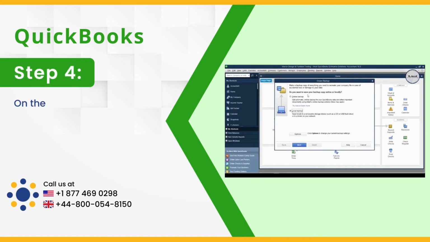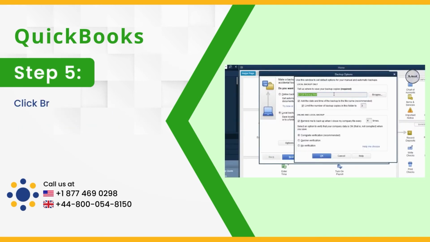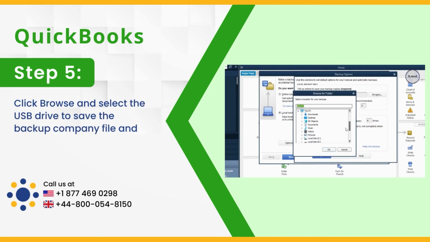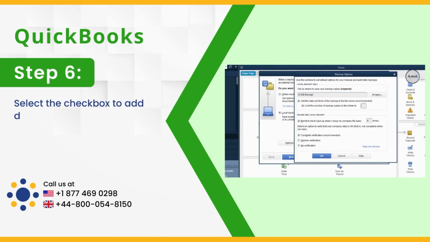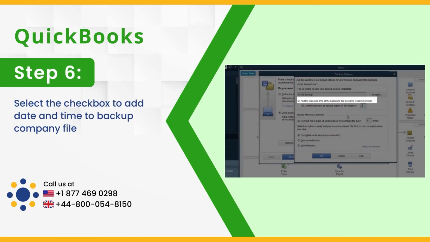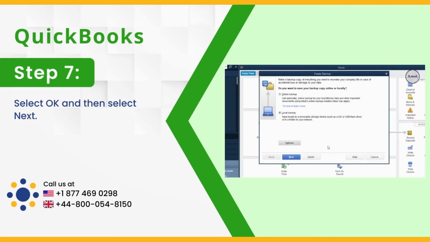Step 4, on the Create Backup window, click Local Backup and select the Options tab. Step 5, click Browse and select the USB drive to save the backup company file and click OK. Step 6, select the checkbox to add date and time to backup company file and select Complete Verification. Step 7, select OK and then select Next.